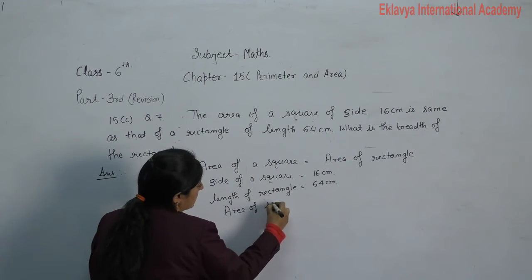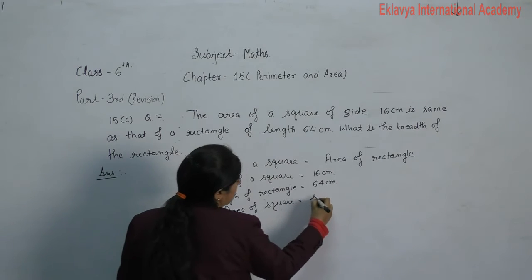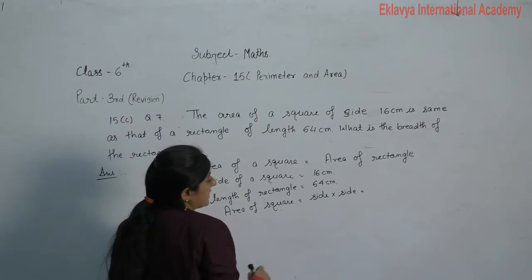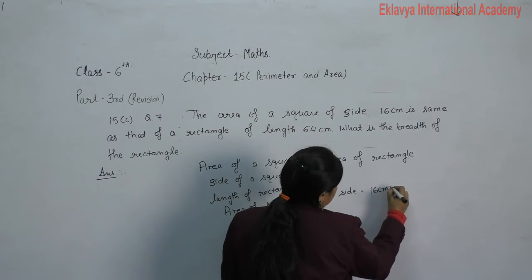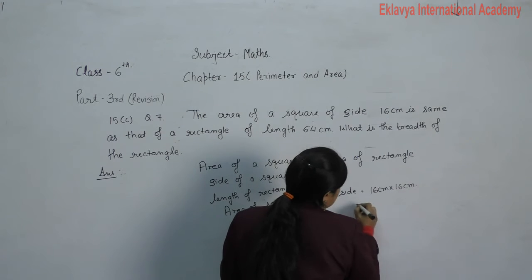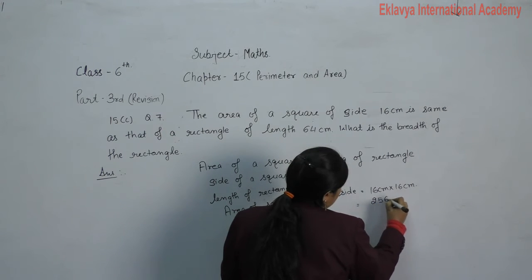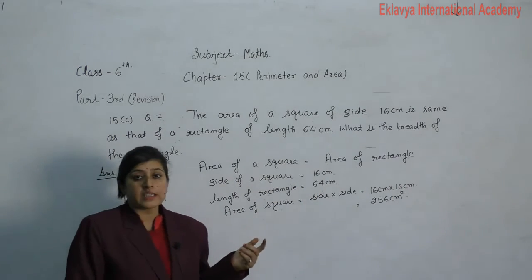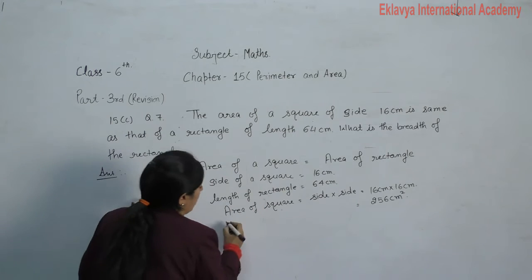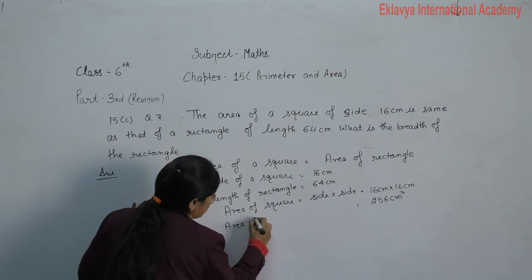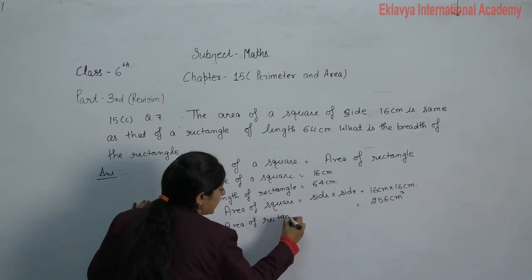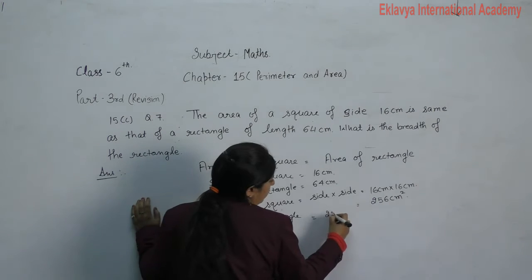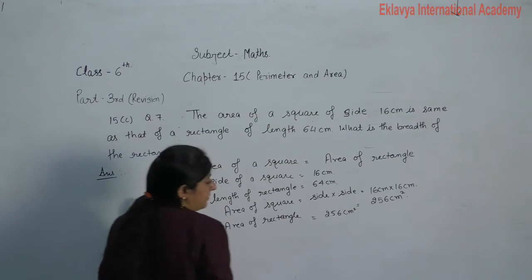Area of square. What is the formula of area of square? That is side multiplied by side. Side is 16 centimeter, multiplied by 16, is 256 centimeter square, or you can write 256 square centimeter. Now, according to the question, the area of the rectangle is also equal to 256 centimeter square.